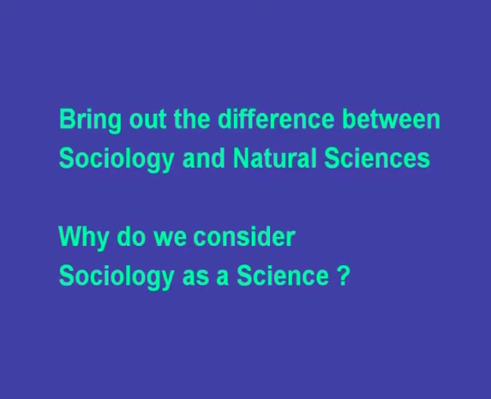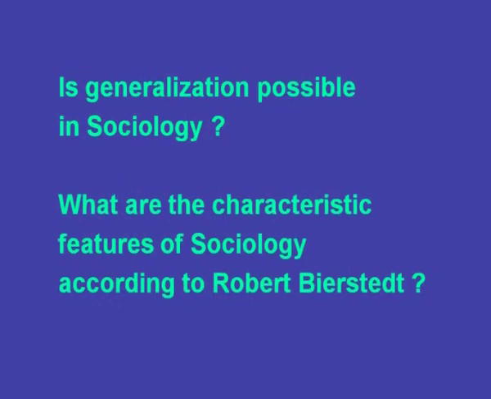So far, we have explained the subject matter of sociology, some of the basic concepts in sociology, and why we can consider sociology as a science. For the sake of better understanding of sociology, I am posing a few questions. 1. Bring up the difference between sociology and natural sciences. 2. Why do we consider sociology as a science? 3. Is generalization possible in sociology? 4. What are the characteristic features of sociology according to Robert Bierstedt?